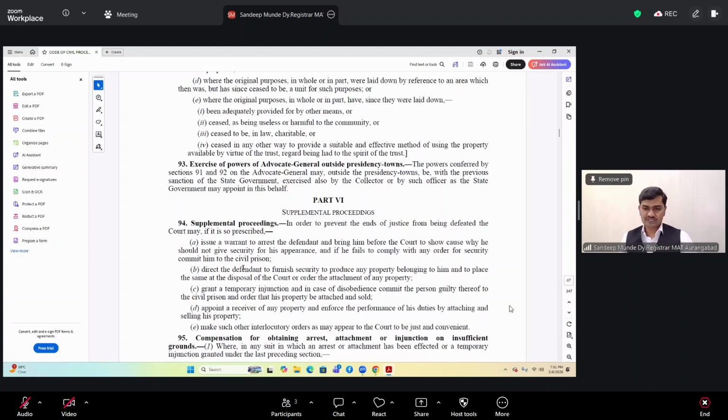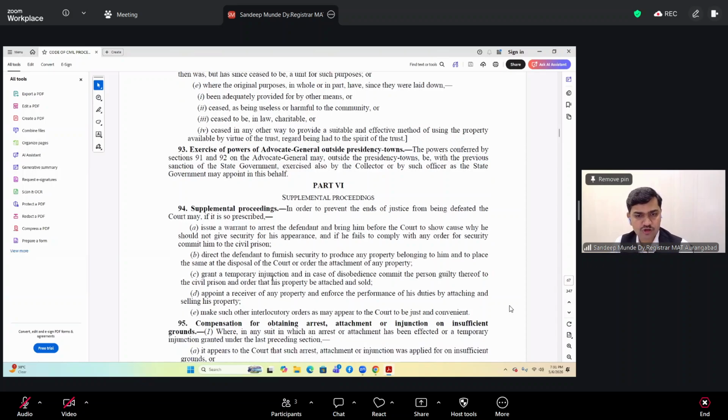Whatever earlier proceedings are there, in addition to it, what is supplemental to it has been mentioned under Section 94. In order to prevent the ends of justice from being defeated, the court may, if it is so prescribed: A. Issue a warrant to arrest the defendant and bring him before the court to show cause why he should not give security for his appearance, and if he fails to comply with any order for security, commit him to the civil prison. B. Direct the defendant to furnish security to produce any property belonging to him and to place the same at the disposal of the court, or order the attachment of property.